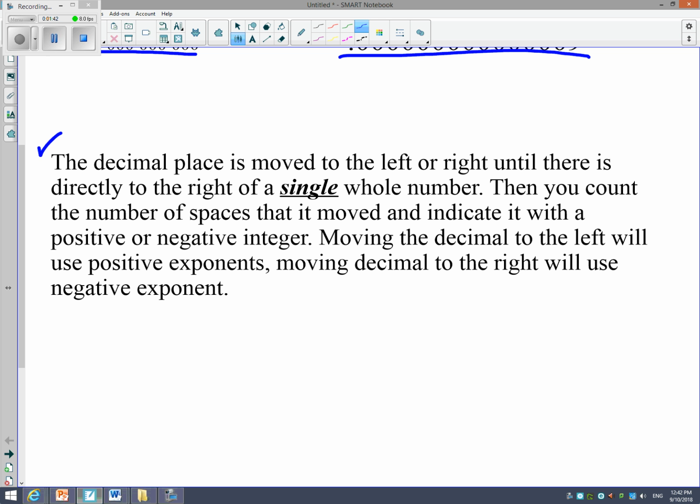So we asked today in class, what are the biggest, most important words? What are the directions that we need to single out? Well, someone pointed out that it's directly to the right. That's where we're moving it, to the right of a single whole number. We find that first whole number, and we put the decimal on the right-hand side of that number. Someone also said that left being positive exponents and right being negative exponents was important.